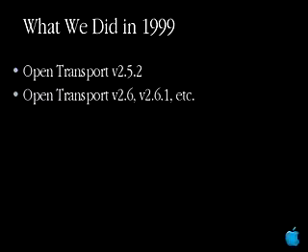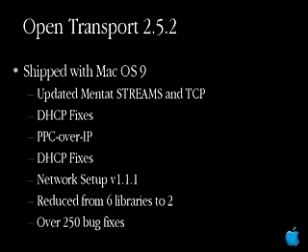So, what did we do last year? We came out with two general releases of Open Transport. We had an Open Transport 2.5.2, and we had various flavors of Open Transport 2.6. And if you've got Software Update active, you've probably gotten each and every one of them. So, 2.5.2 shipped with Mac OS 9.